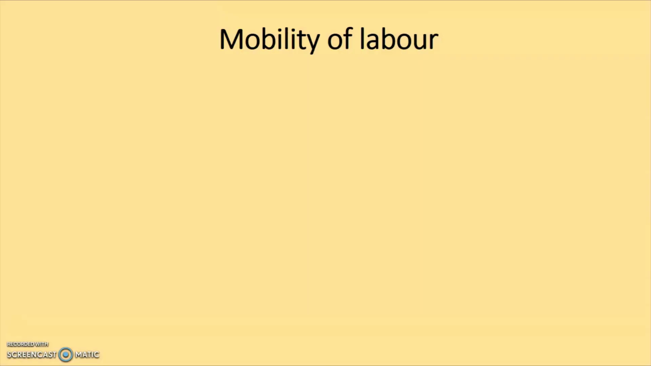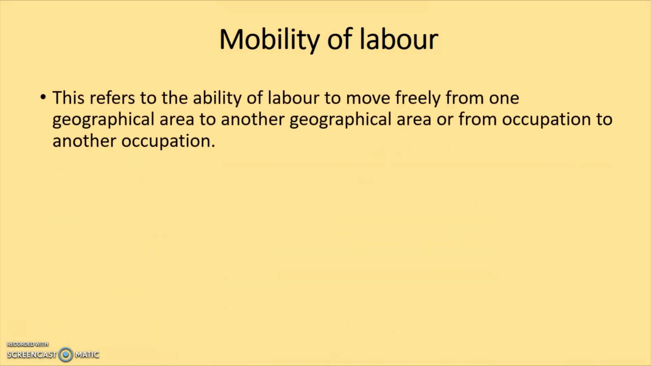Then we look at another concept, which is mobility of labor. Mobility of labor refers to the ability of labor to move freely from one geographical area to another geographical area, or from one occupation to another occupation. That is mobility of labor. So it means that we have two movements of labor. It's either the labor is moving from one geographical area to another geographical area, or from one occupation to another occupation.